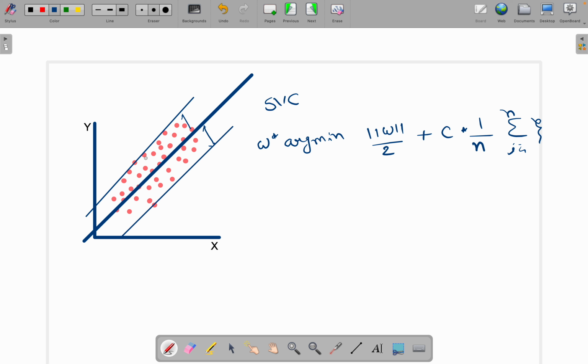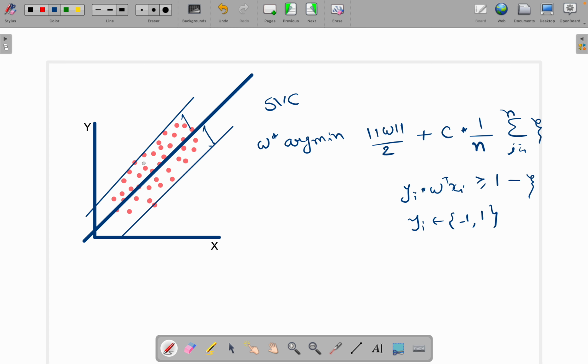So we had seen that maximizing this margin is equivalent to minimizing norm of W divided by 2, right? So here our constraint was that yi times W transpose xi is greater than or equal to 1 minus eta, right? Where eta would be the error and yi belongs to minus 1 or 1, okay? So this was support vector classification.